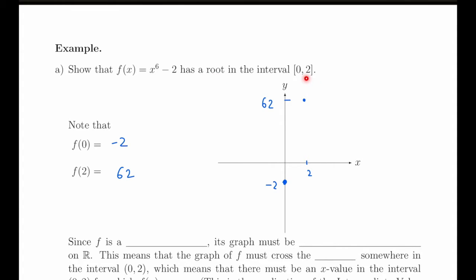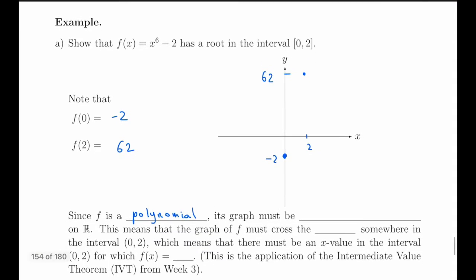which means there is at least one root in this interval. So let's write that all down. Since f is a polynomial, its graph must be continuous on R. This means that the graph of f must cross the x-axis somewhere in this interval. In other words, there's some point in here for which f of x is 0. So that was the intermediate value theorem.